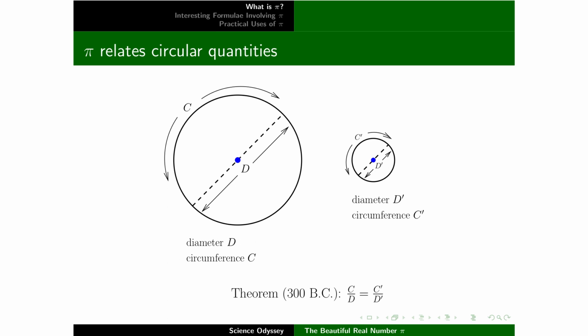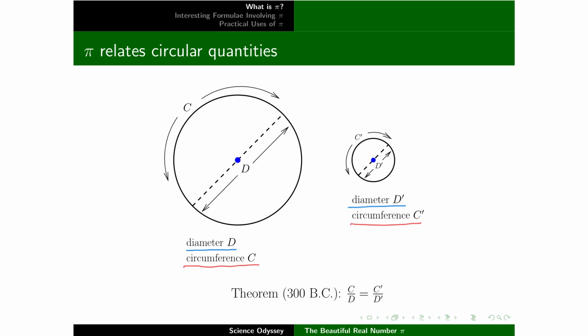Okay, the most important thing about pi is that it relates circular quantities. So we have here two circles, a big circle of circumference c and a small circle of circumference c prime. The circumference is the distance traveled when one walks along or traverses the outer edge of the circle. Now the big circle has a diameter called d, and the small circle has a diameter called d prime. The diameter is the distance traveled when you go from one edge of the circle to the edge of the circle across from it, passing through the center of the circle.